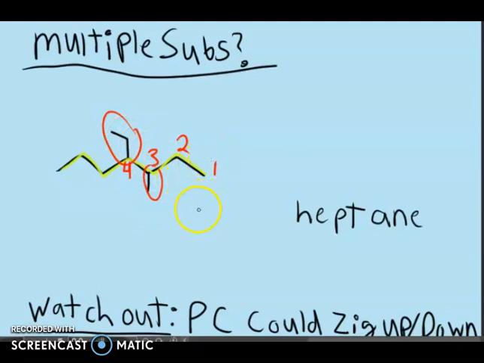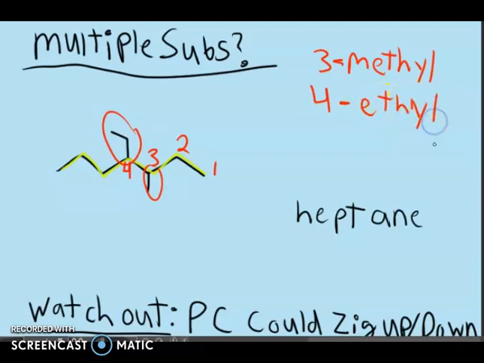Now we're going to put our pieces up here. We have a 3 dash, and remember this is just one carbon, so it's a methyl. The YL is because it's a branch. And on 4, we're going to have an ethyl, ethyl because it's a branch.